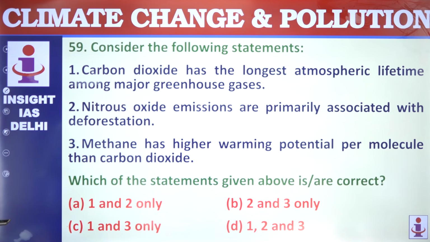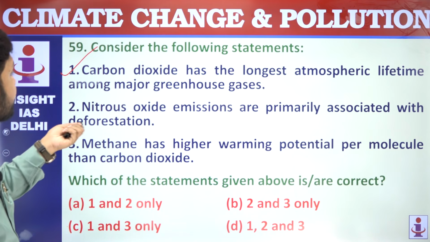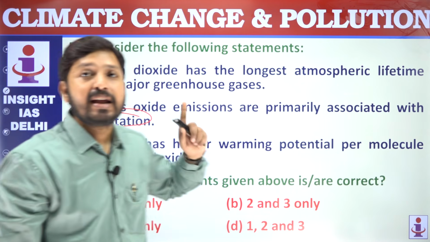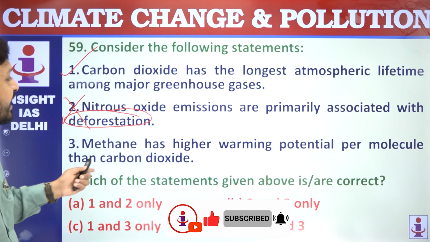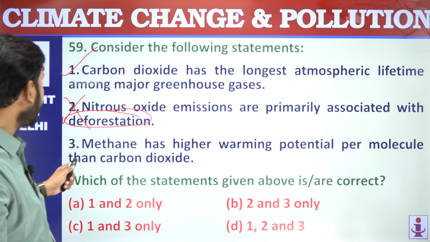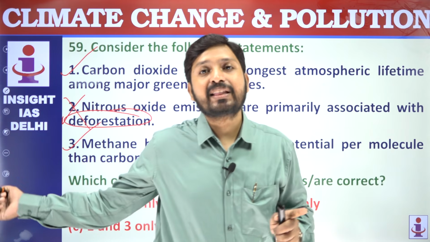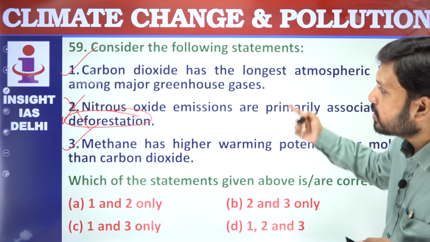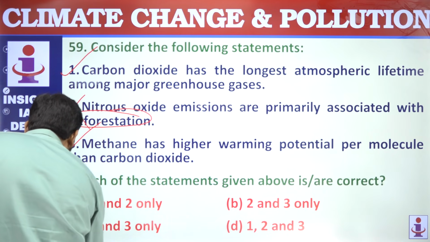Consider the following statement. Carbon dioxide has the longest atmospheric lifetime among the major greenhouse gases. Yes, so this is the right statement. And nitrous oxide emissions are primarily associated with deforestation. No, earlier also we have seen this statement. Nitrous oxide is mostly related to agriculture. So this is the wrong statement. Methane has higher warming potential per molecule than carbon dioxide. Yes, global warming potential is higher than carbon dioxide, almost 25 times. So only 1 and 3 are correct. 1 and 3 are there in option C. Option C is the right answer for us.